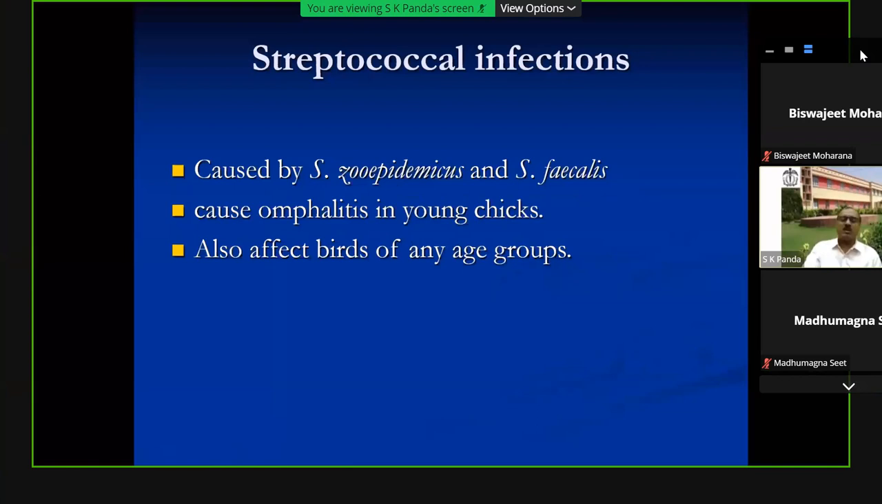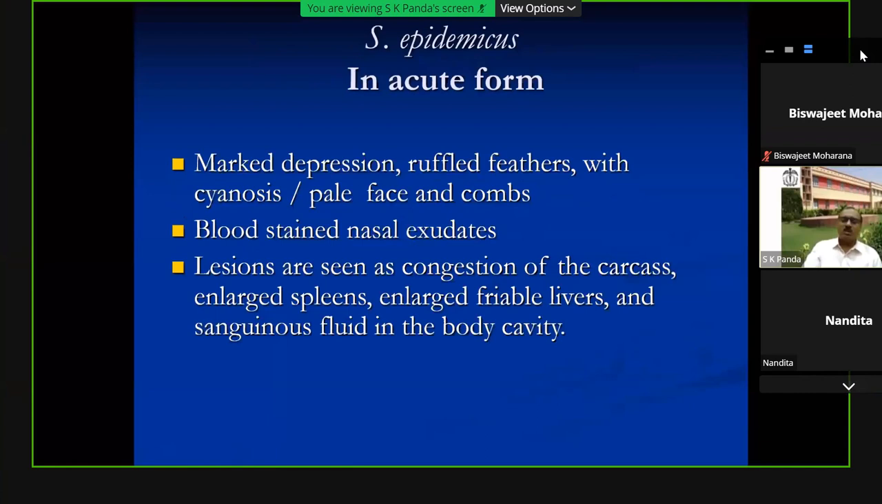Some streptococcus also can cause omphalitis in young chicks. So that you know, once there will be omphalitis, there will be enlarged spleen, enlarged liver, congestion of the carcass, fluid in the body cavity, that you can see.